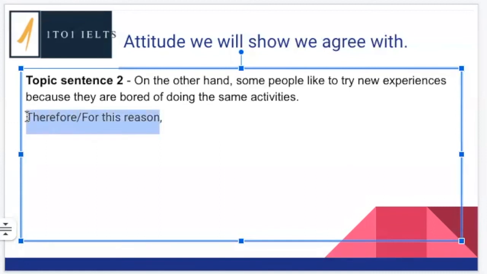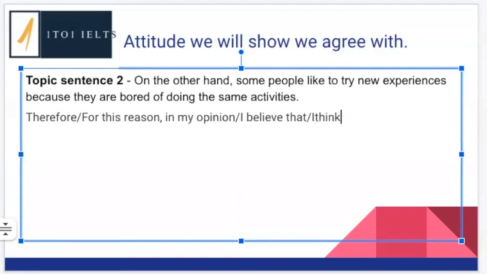Always remember when you have these introductory phrases at the beginning of your sentences, we need a comma after them. And then we're going to have the same thing as before, either in my opinion, any of these expressions. Try and use an expression you didn't use last time. So if you used I believe that the first time, in your second one, in my opinion. If you used in my opinion the first time, second one, you use I believe that.